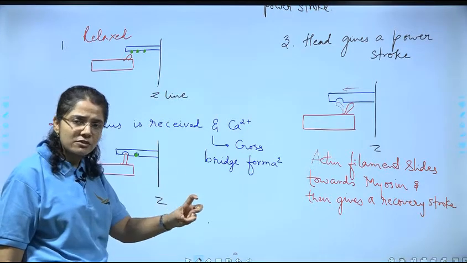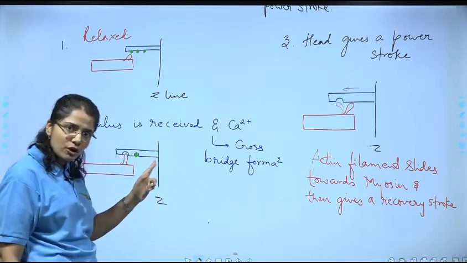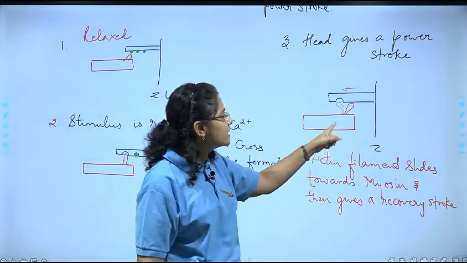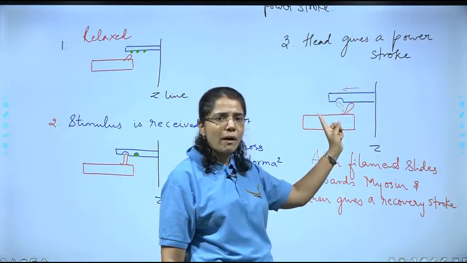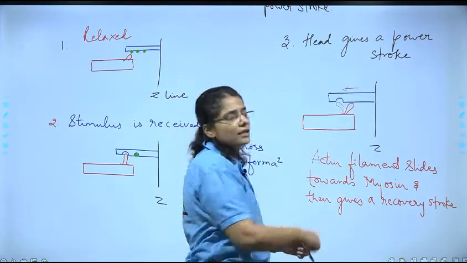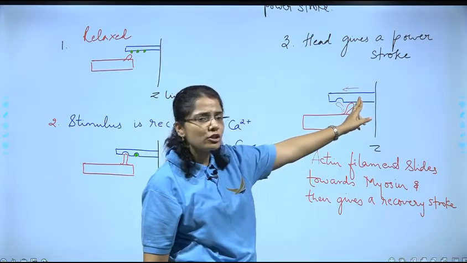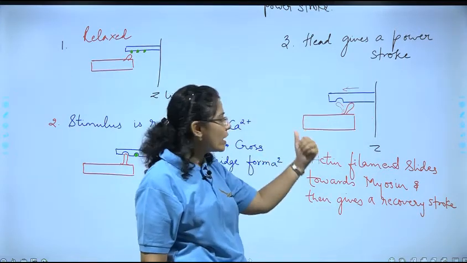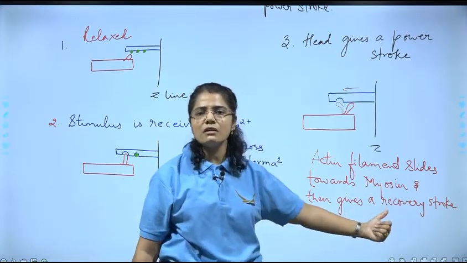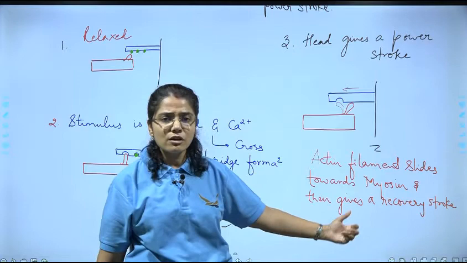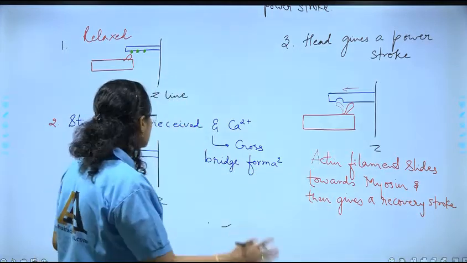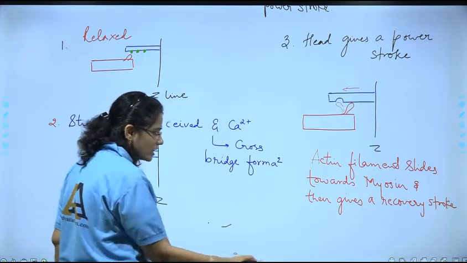A part of the energy of the ATP is utilized in making the cross bridge, and part of it is used in the head for taking a power stroke. When it takes a power stroke, right, it is pulling the actin filament towards myosin, right? So actin filament slides towards myosin and then gives a recovery stroke, right? So this is why we are calling this theory the sliding filament theory. So in all this, what did we actually see?